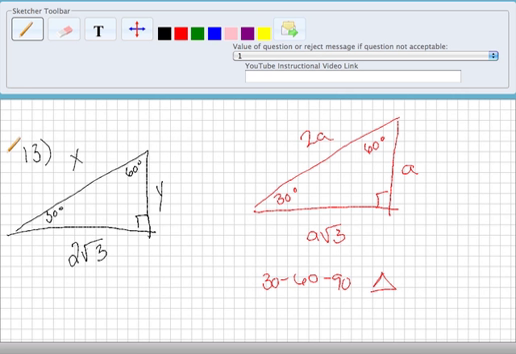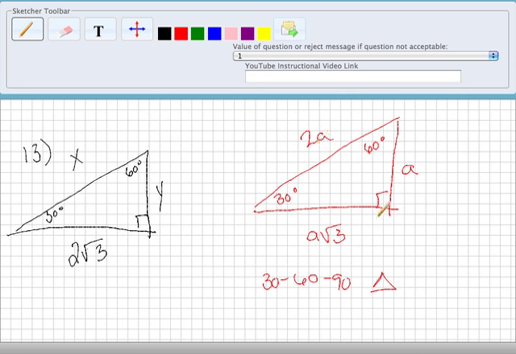So for 13 and 14, we are utilizing again that these are 30, 60, 90 triangles. So we have the same ratio of sides that we talked about last time. So this, again, is the model that we're looking at. You'll notice I'm using A's instead of X's and Y's here, because sometimes they switch these on you and it can get really confusing. So let's call the side across from the 30-degree angle A.